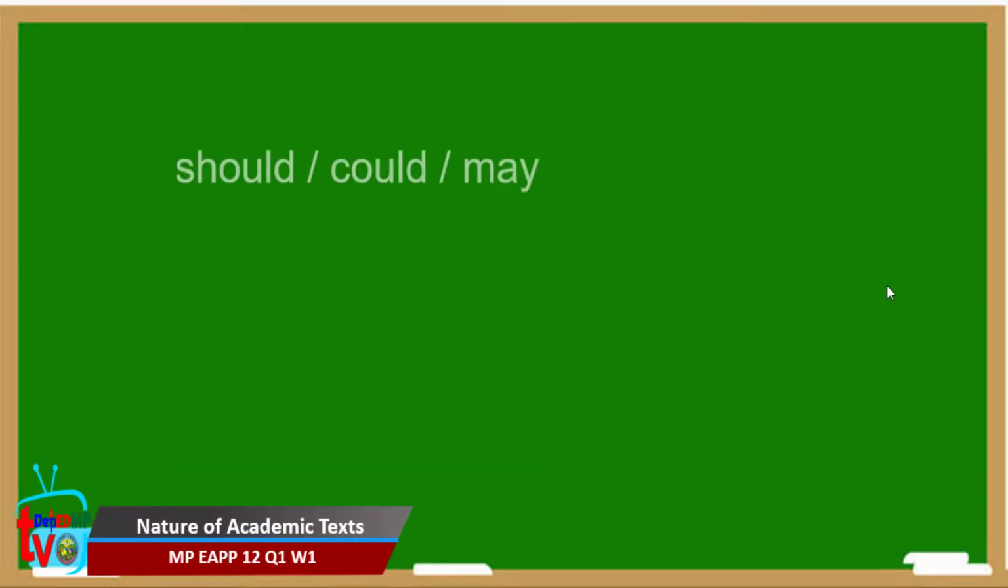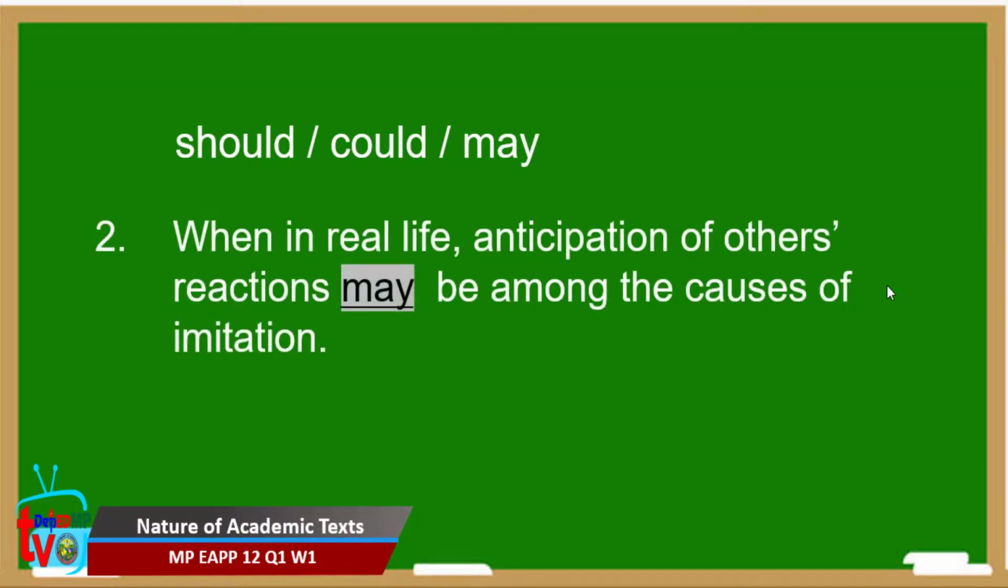Sentence 2. When in real life, anticipation of others' reactions may be among the causes of imitation. So why is the answer may and not should or could? Let's see. Should is unsuitable because it suggests strong advice, and the sentence is not giving advice. Could is a possibility, however, it does not highlight the concept of possibility as well as the word may. So we choose may.